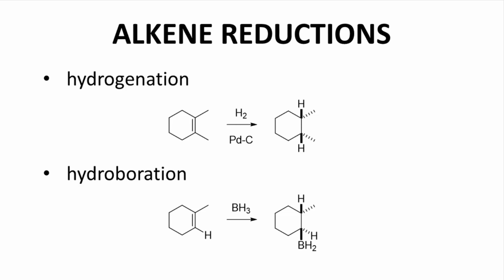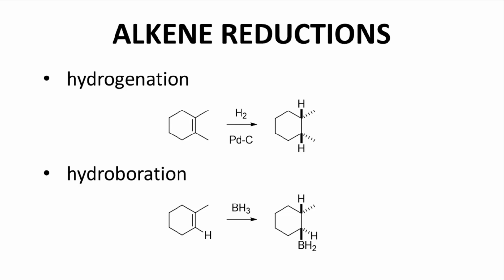The first reaction is a hydrogenation. We're adding H2 across the CC pi bond. Anytime you add two electropositive atoms, these are atoms less electronegative than carbon, to an alkene, you get a reduction. Hydrogen is less electronegative than carbon, so adding hydrogen is a reduction.